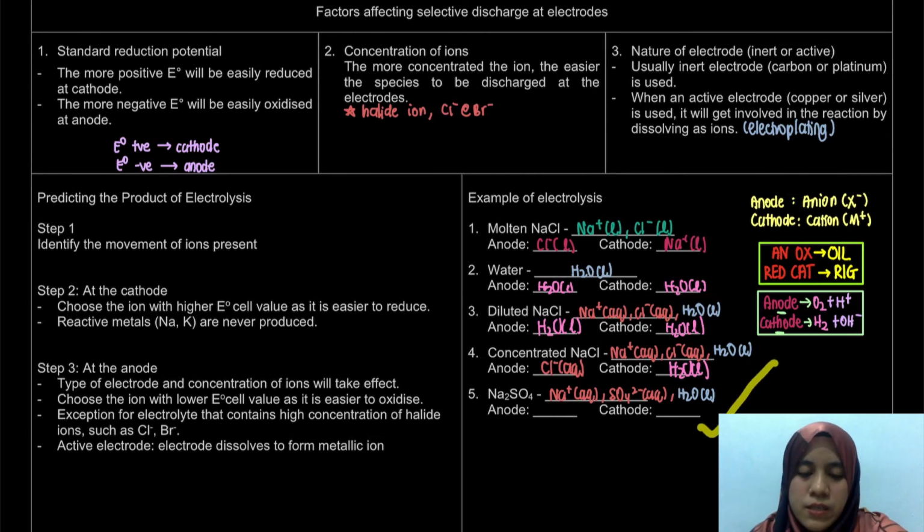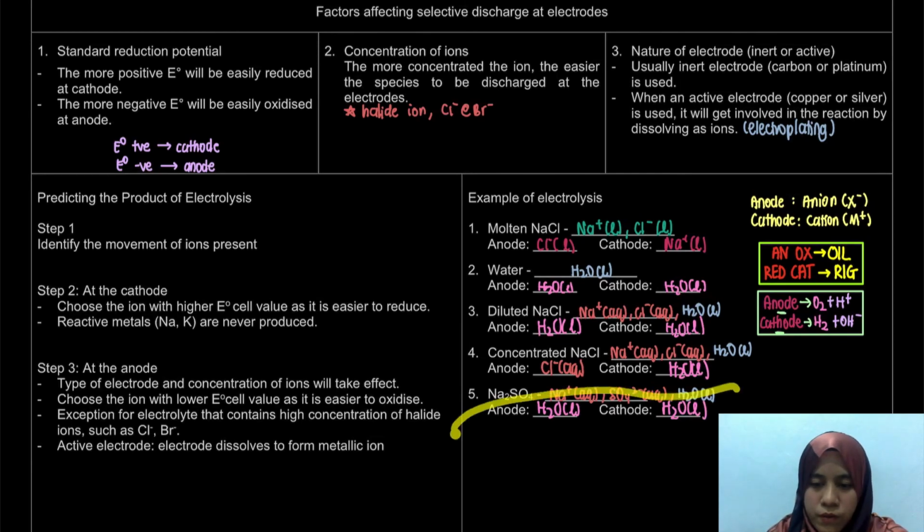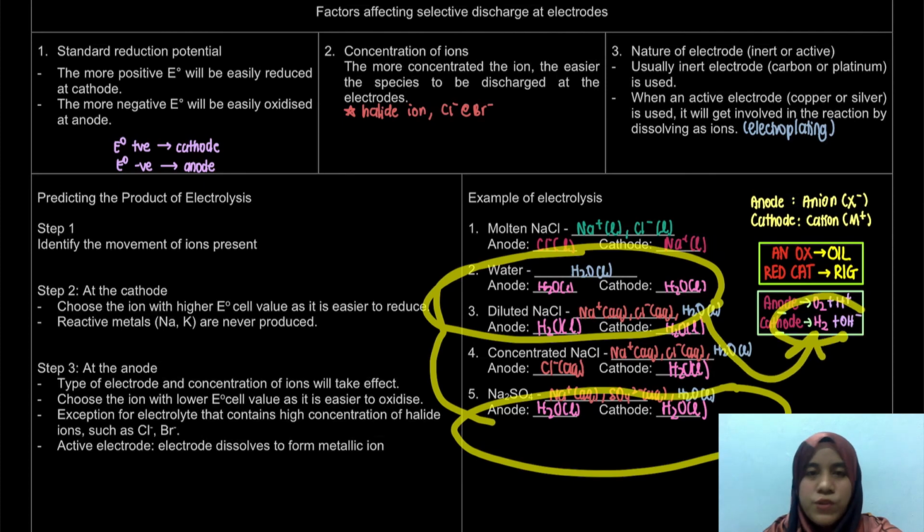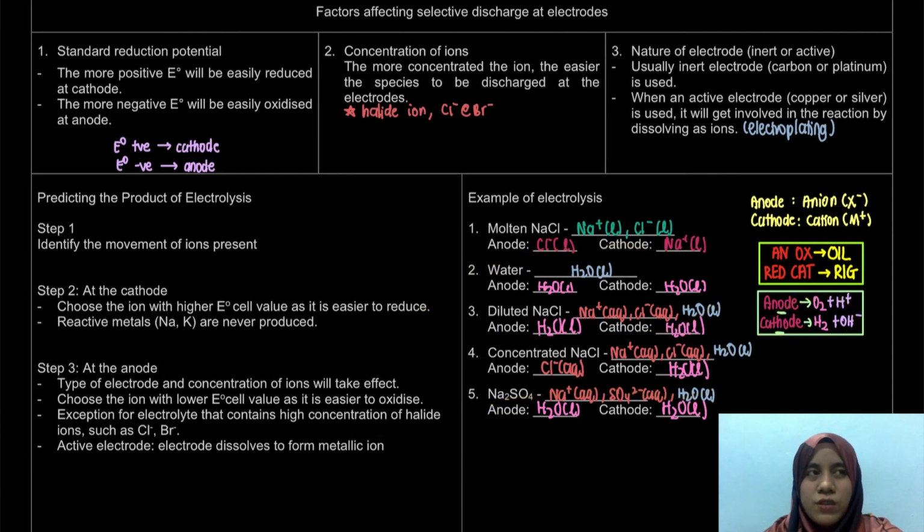Last but not least is our sodium sulfate. For sodium sulfate, it's the same as water, where we choose for both anode and cathode the species that are going to be reduced or oxidized as H2O liquid. So as you can see, for number 5, 3 and number 2, all of it is where we choose water at the anode and cathode. So that's why it's important for you to memorize the products here. The equation is usually not given.